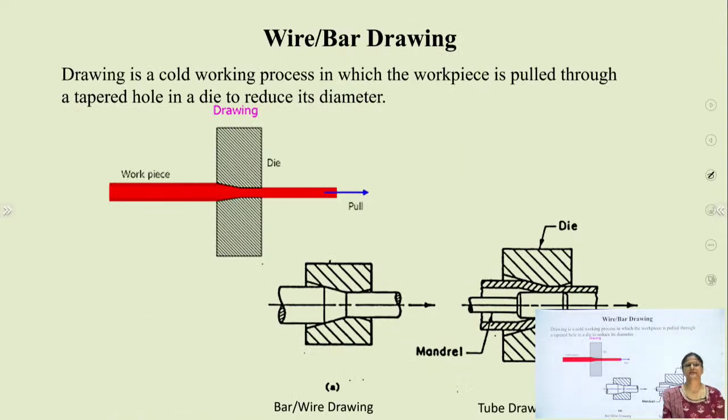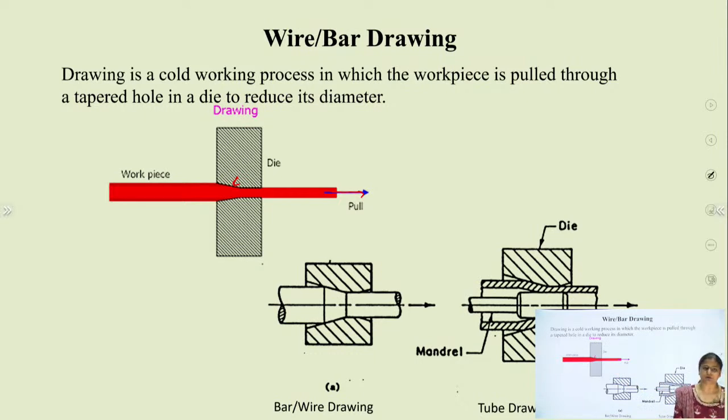Next process is the drawing process. Drawing can be done on a bar or a wire. Drawing is a cold working process in which the workpiece is pulled through a tapered hole in a die to reduce its diameter. So, tensile force is applied and compressive force is applied by the die on the workpiece. We pull the material through the exit side of the die to reduce its cross section.